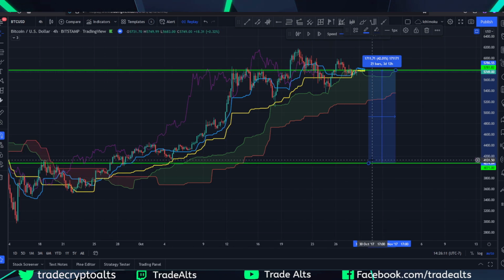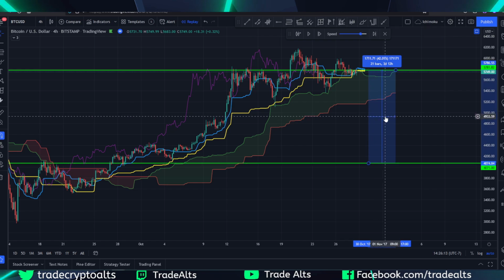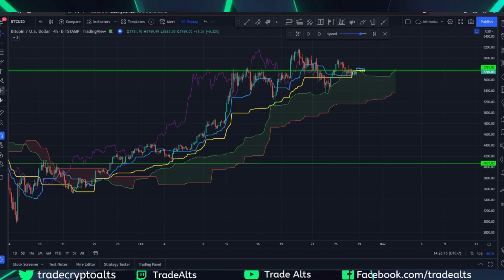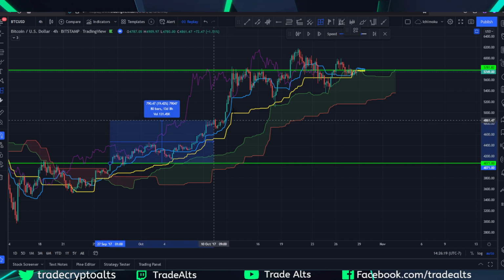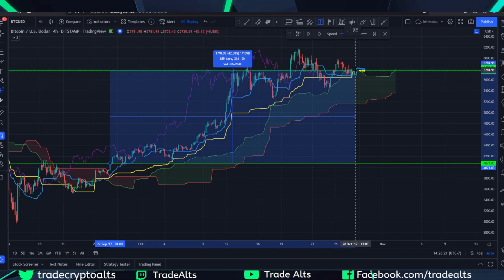I think it was right here, right? So we can actually draw this. I'm curious how long this took. I believe it was this right here, all the way to about here. So a month. So you were in this long trade for a month, and your exit 42%. That's not bad.